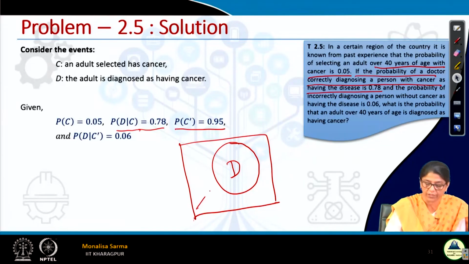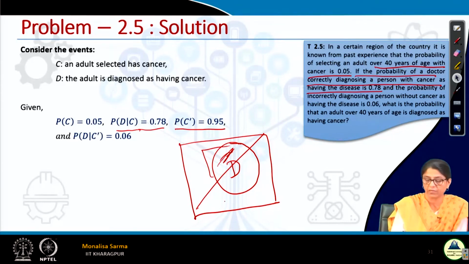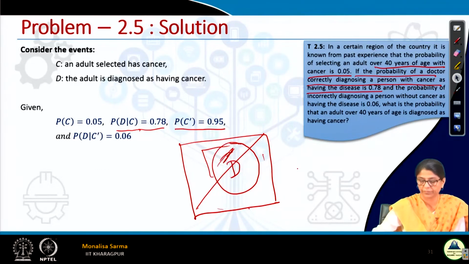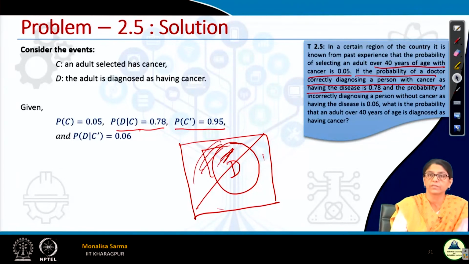I have 2 disjoint events here. One is this portion, that is the person has cancer, and one is this portion, the person does not have cancer. Okay. This is the portion where the person does not have cancer, and this D is the circle. In the D circle, all the persons are diagnosed with cancer.